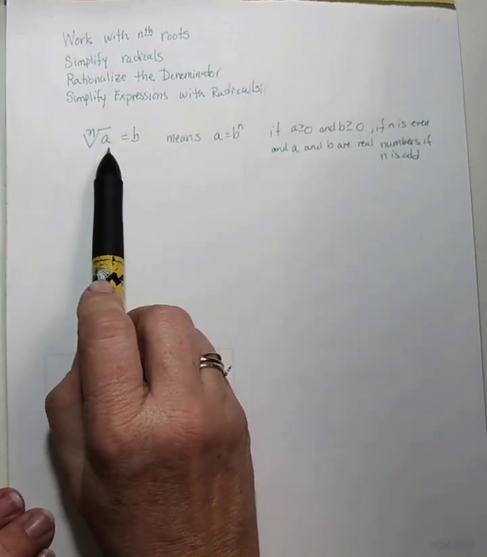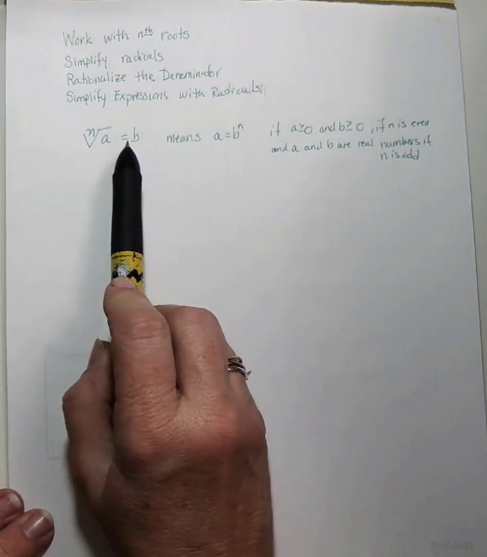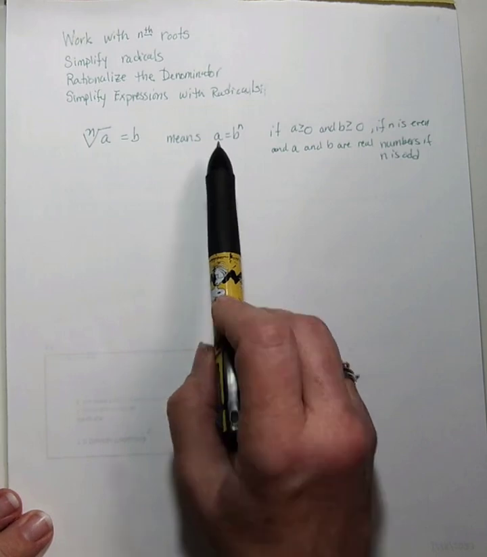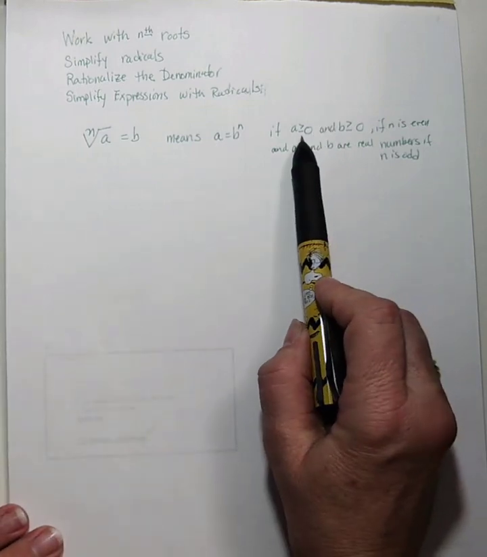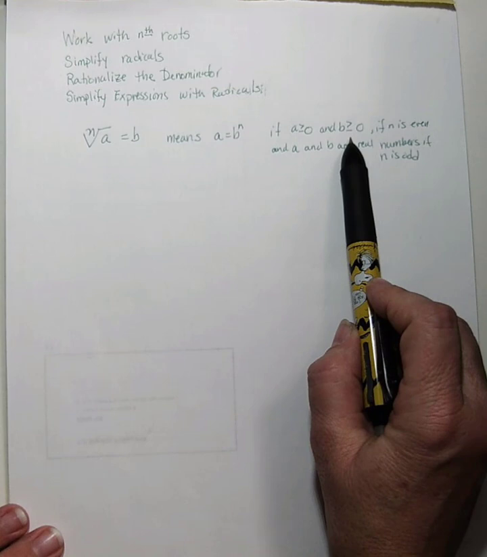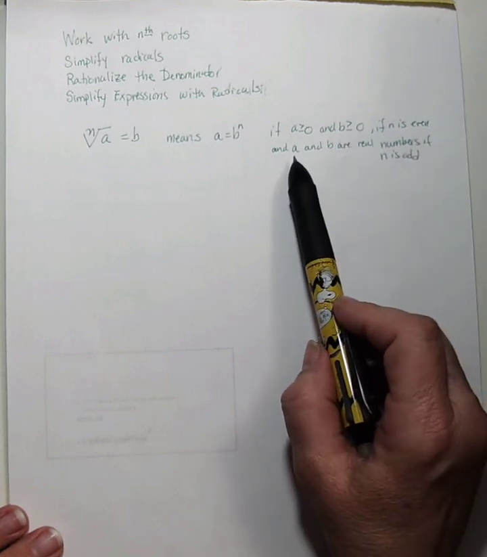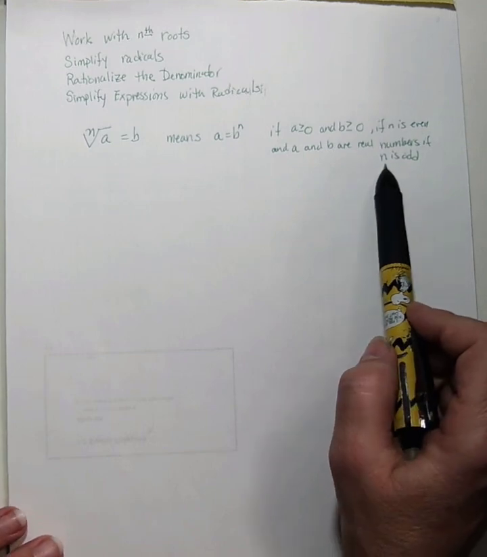Welcome. In this video, we're going to work with nth roots, simplify radicals, rationalize the denominator, and simplify expressions with radicals. So we have this expression, the nth root of a equals b. That means that b to the n would give us the number a. Now, if a is greater than or equal to 0 and b is greater than or equal to 0, that's true if n is even. And a and b are real numbers if n is odd.